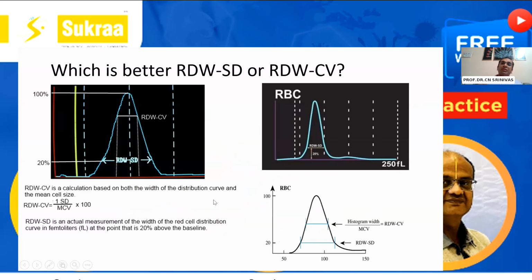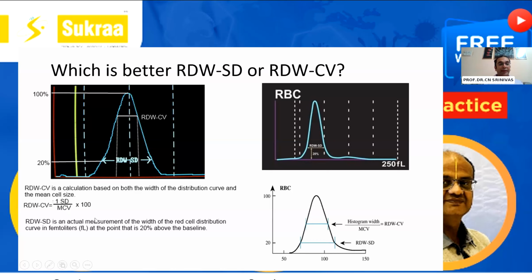Next. So which is better, RDW-SD or CV? Before answering the question, let us understand how they are derived. So RDW-CV is a calculation based on the width of the distribution curve and the mean cell size. That means it is one standard deviation divided by the mean corpuscular volume. So let us remember that RDW-CV is dependent on the corpuscular volume.